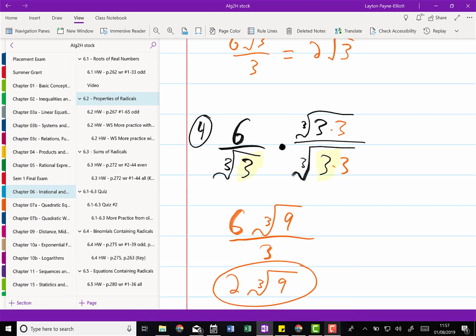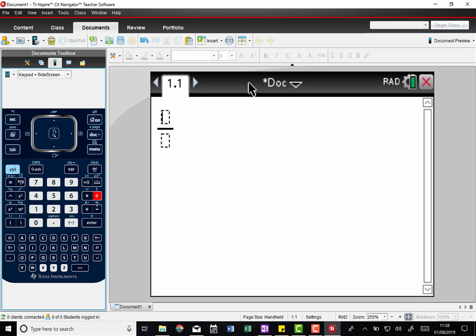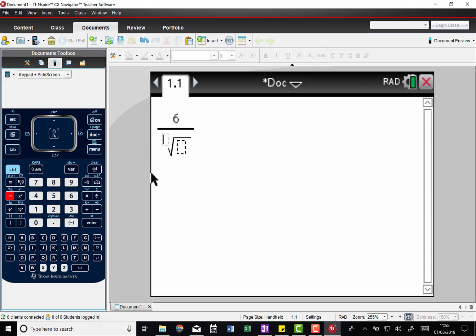I'm going to pause this for just a second. So your calculator actually has the ability to confirm that these are the same thing. If I hit Control division symbol and do a 6 over, and I want to do the cubed root of 3, so that button is right here, nth root, cubed root of 3, and press enter. It tells me this is about 4.16.